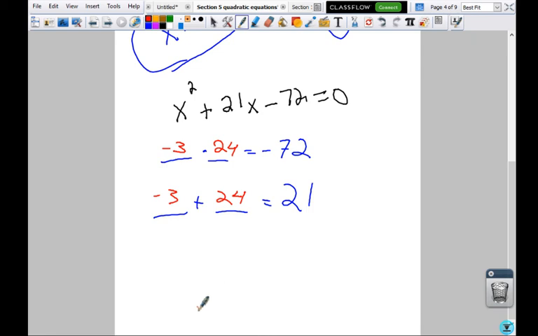Now that we've done these backwards, finish solving it. Can I do equals x? Yeah, that's fine. X minus 3, right? X plus 24. What are you doing? Two parentheses. Why don't you just write out the answer?